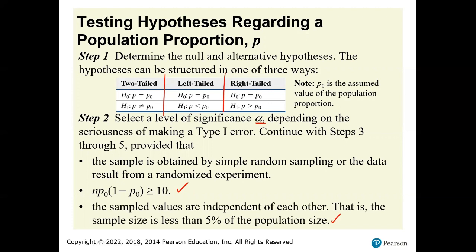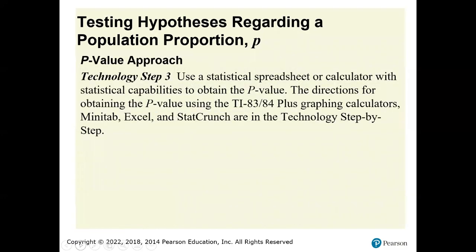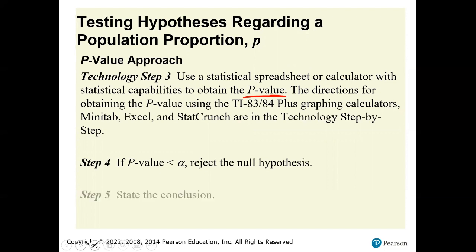This will also work. Our sample is going to be no more than 5% of the entire population. So we can just check it off. And then we are going to use StatCrunch to get our p-value. Step 4 is to compare our p-value to our alpha. And if p is less than alpha, we're going to reject our null. And lastly, state the conclusion. We are going to go through, let's see, I've got 1, 2, 3, 4 examples of full hypothesis tests here.